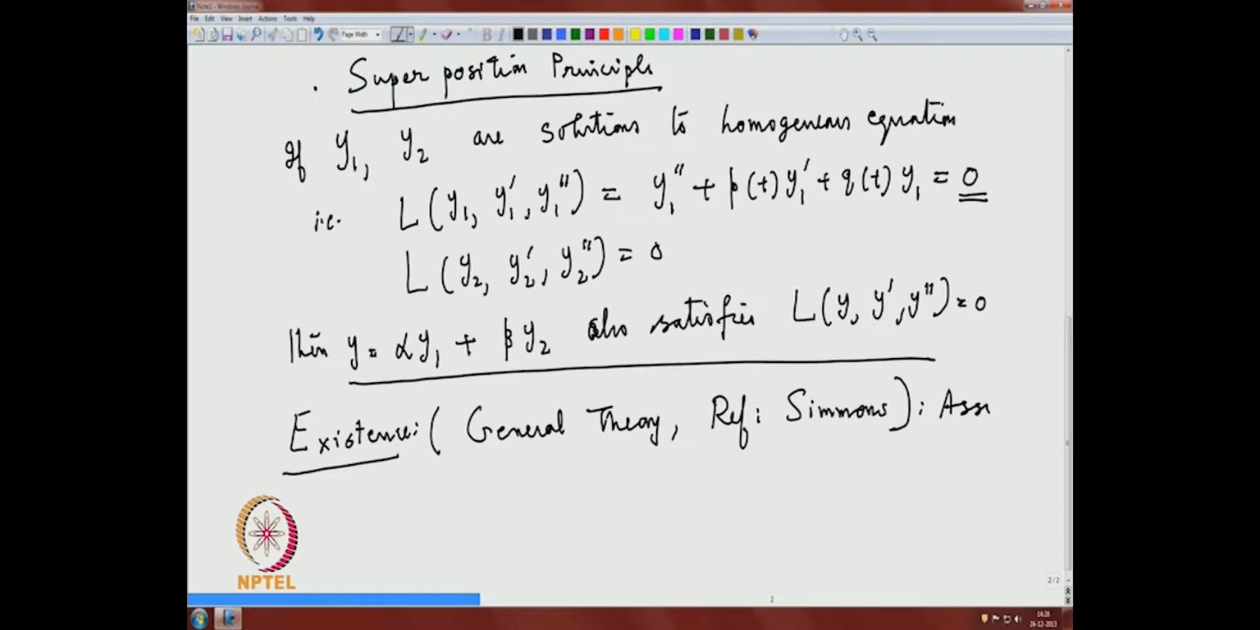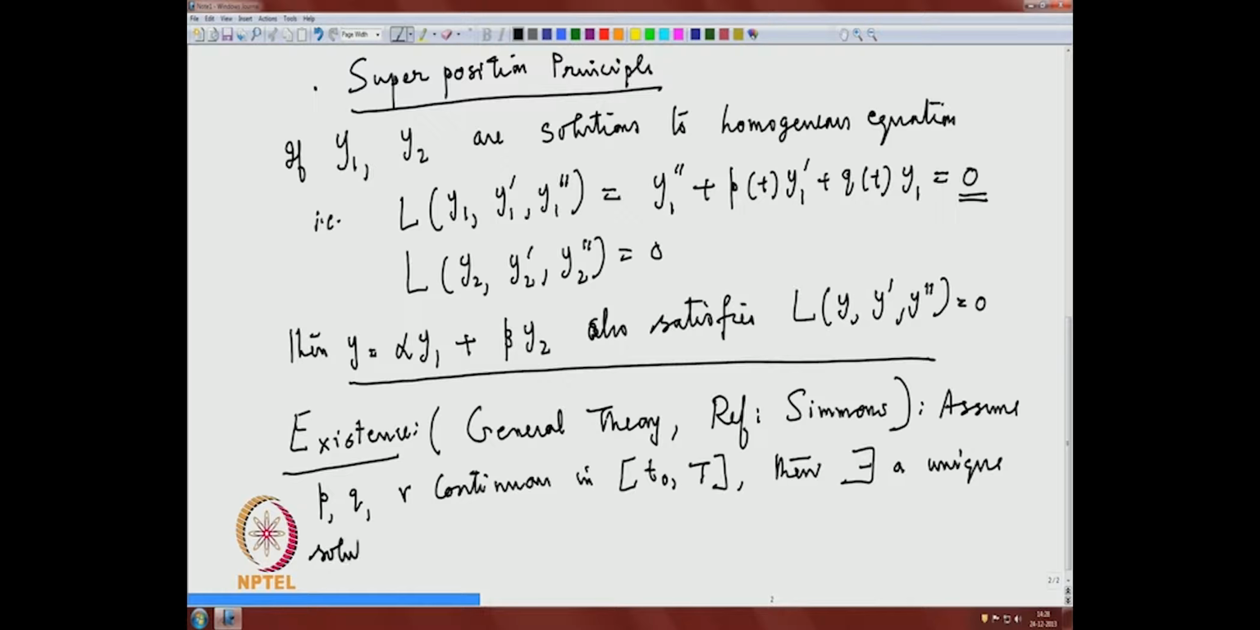Assume P and Q are continuous in the interval t naught to t, then there exists a unique solution to the initial value problem. I will explain what the initial value problem is here.